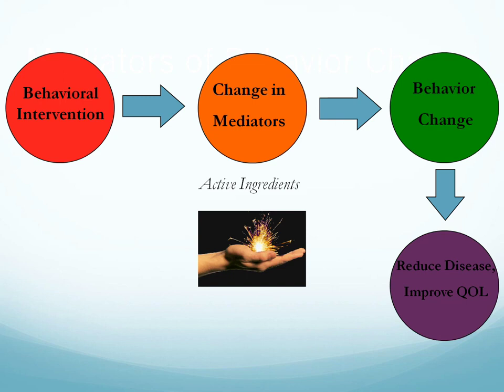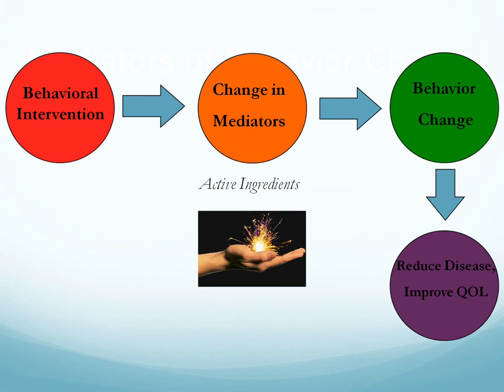This is a conceptual model that shows that entire process together. We develop a behavioral intervention. Let's say it's a one-to-one counseling intervention, or maybe it's a web-based intervention that's designed to change the mediators of behavior change in the orange bubble. Those mediators change and result in change in the behavior. And ultimately, what we're interested in is changing behavior to reduce disease and improve quality of life.